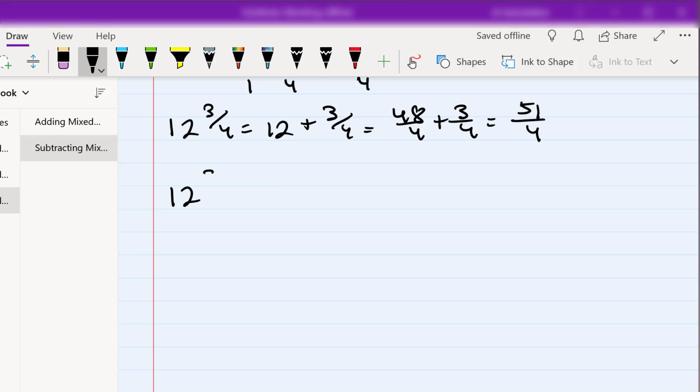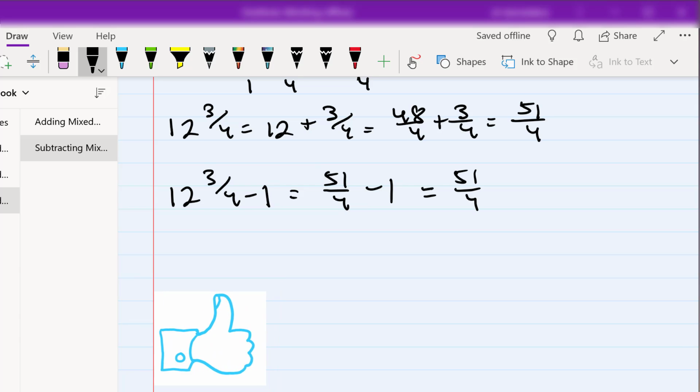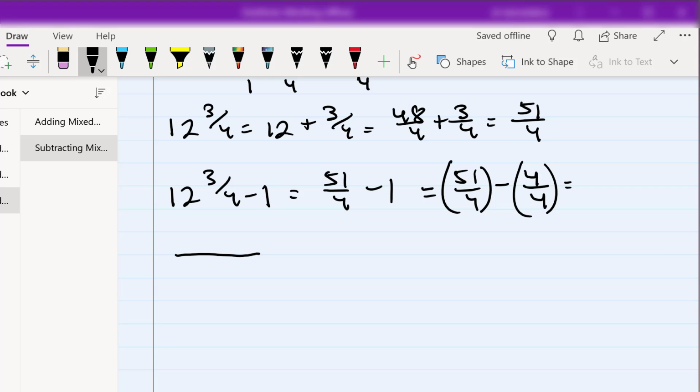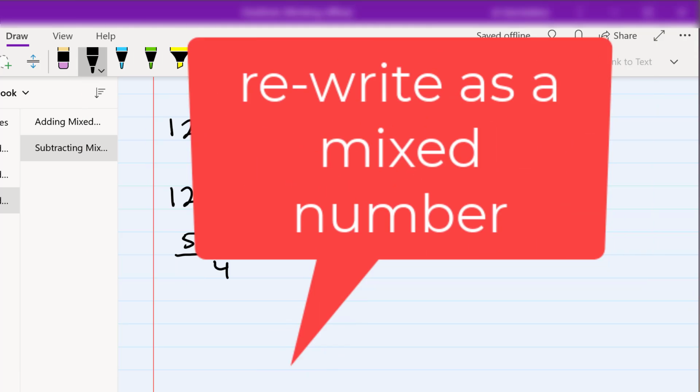Now remember, our original problem was 12 3/4 minus 1. So this is 51 over 4 minus 1. Minus 1 can be thought of as minus 4 over 4. Since 4 is a common denominator on both 51 over 4 and 4 over 4, we can simply write it here, and then we can write the numerator as 51 minus 4. 51 minus 4 is 47 over 4.